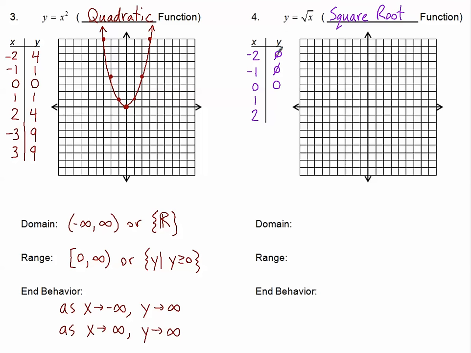By the way, these are null set symbols. This means that it doesn't exist. You could say none or just nonsense. There's nothing here. I could plug a 1 in here. The square root of 1 exists. The square root of 1 is 1.